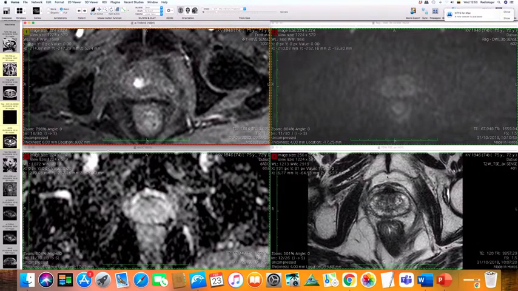Do you see images or not? Yes, we do. Okay. We do see the MRI.